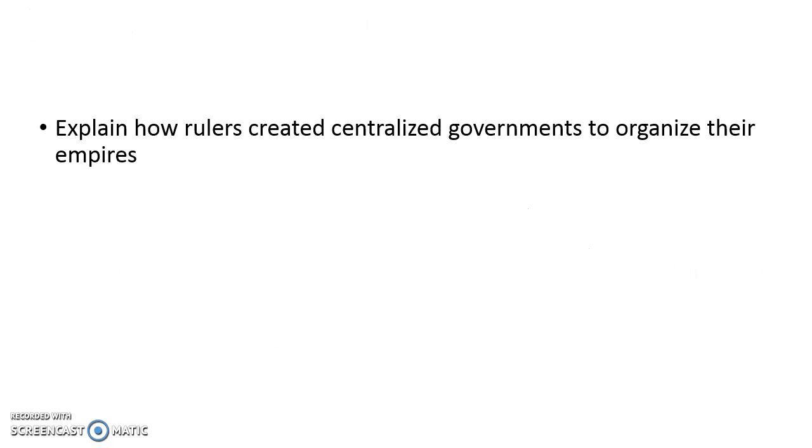So let's look at an example. Explain how rulers created centralized governments to organize their empires. Okay, I want to think about this one. So when I think about centralized governments, when you hear that word, centralized governments, you should already be thinking China, because in China, with the Qin and the Han, is where centralized governments became the most dominant form of government.